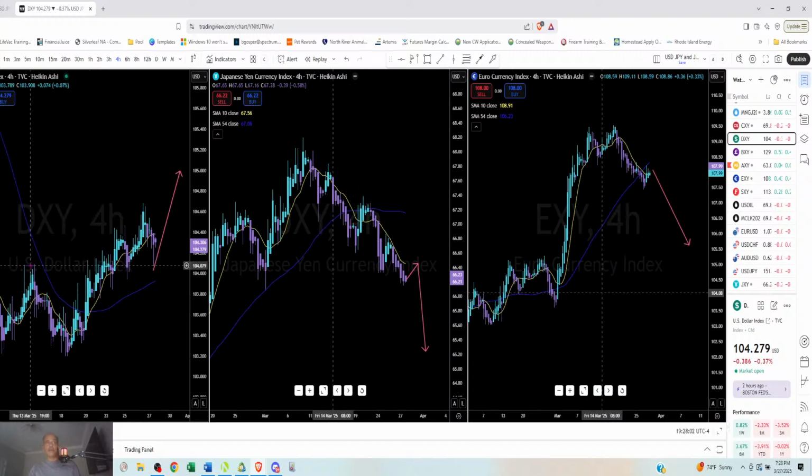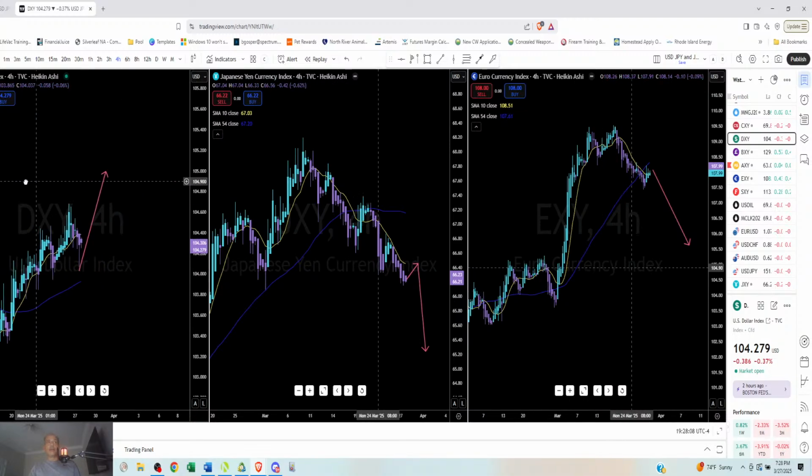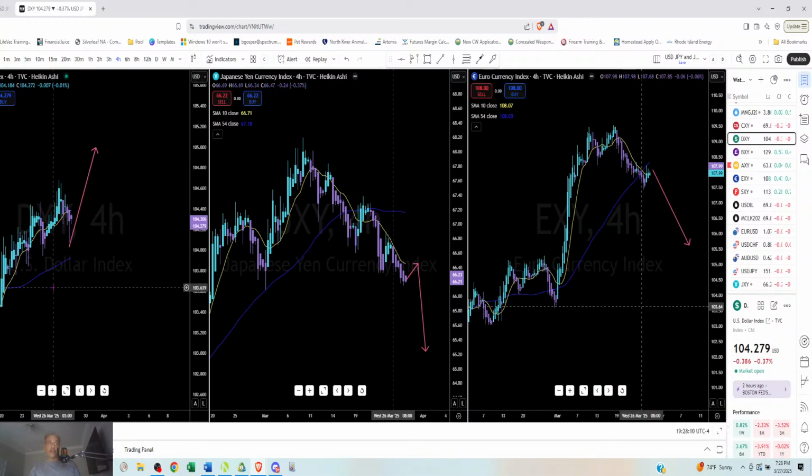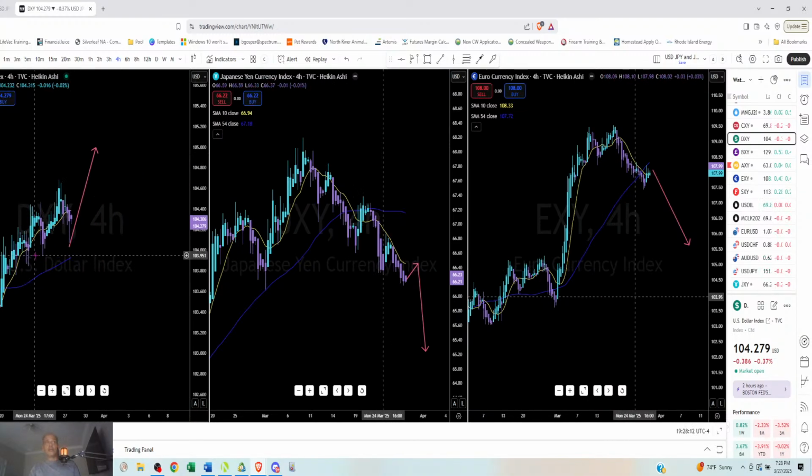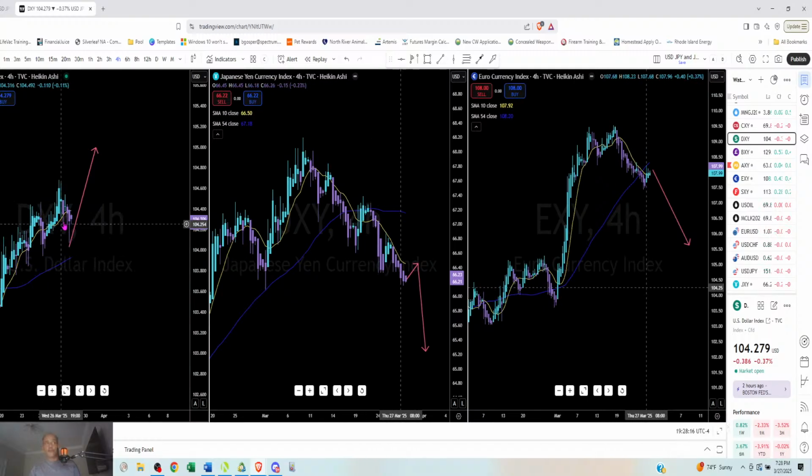We've now come up and taken out this area. So from a pure market structure standpoint, we did break that. So that's what I'm going with until it proves otherwise. Okay, and you can see we're also making higher highs and higher lows going above the 54 period.